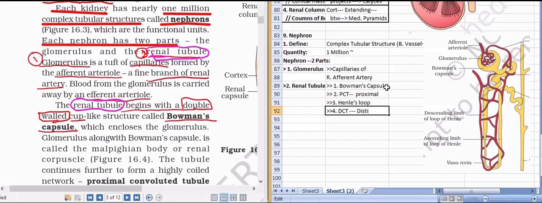Distal. So this comprises the nephron. Nephron is made up of glomerulus and a tubule. The tubule is made up of Bowman's capsule, PCT, Henle's loop, and distal.